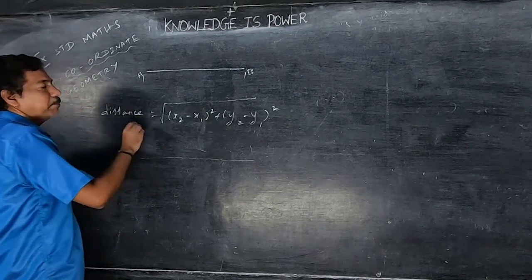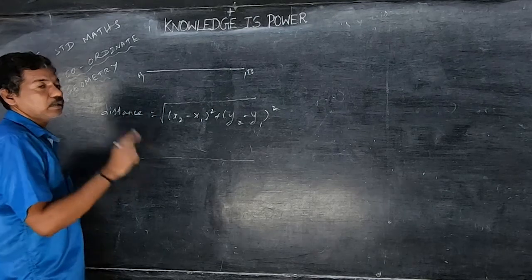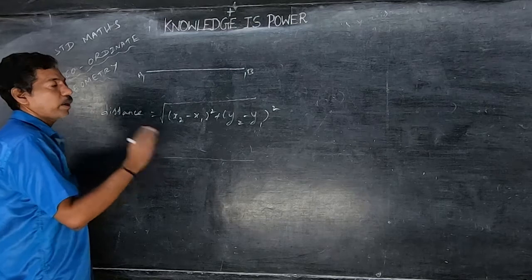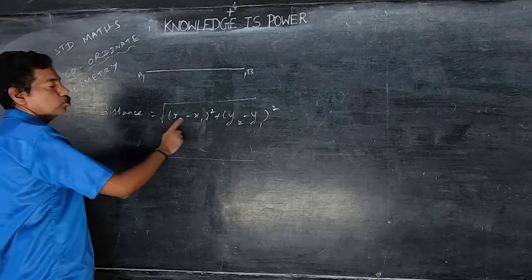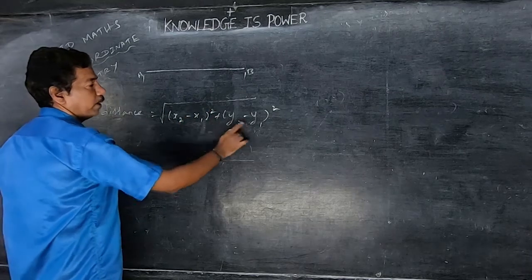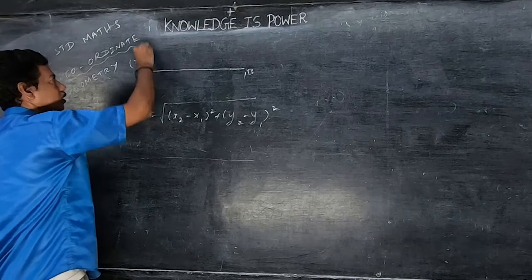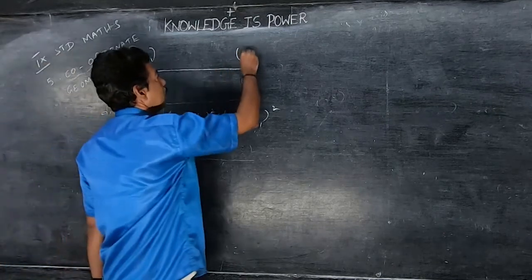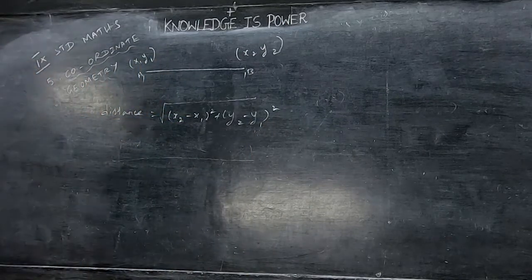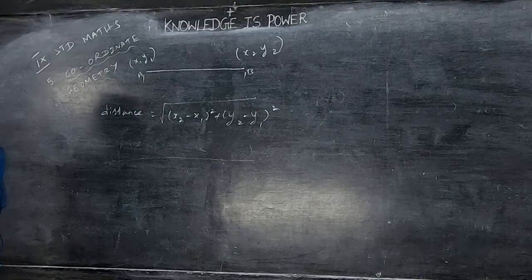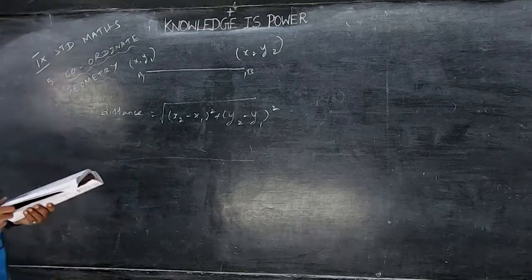But here, based on the coordinates, they will give 2 coordinates, x1 y1 and x2 y2. If they give that, we have to use this formula: square root of (x2 minus x1) whole square plus (y2 minus y1) whole square. Why? This is the value of the point x1 y1, and this is x2 y2. Based on these 2 points we can find out the distance between the 2 points. That will be in units like centimeter, meter, like that.